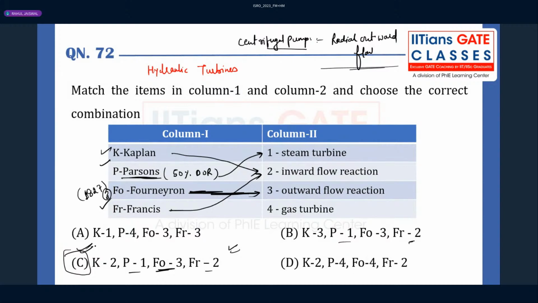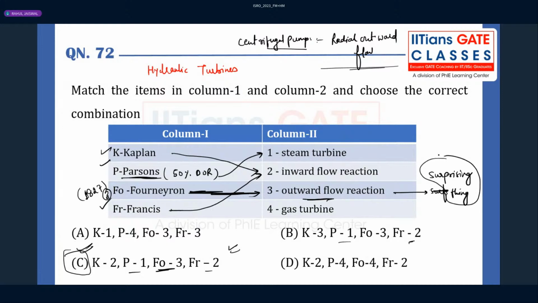Some of you might be thinking, sir, water should be coming, it has to impel, it has to give its water energy, then only the mechanical energy will be there. But in the case of outward flow reaction, how can power be produced by the outward flow? And that is a very surprising thing.